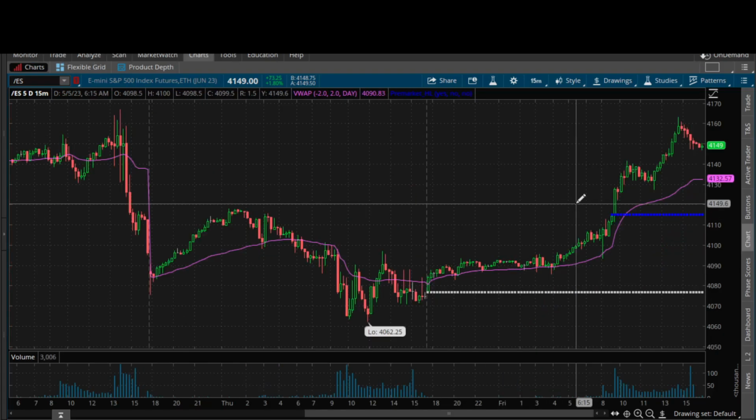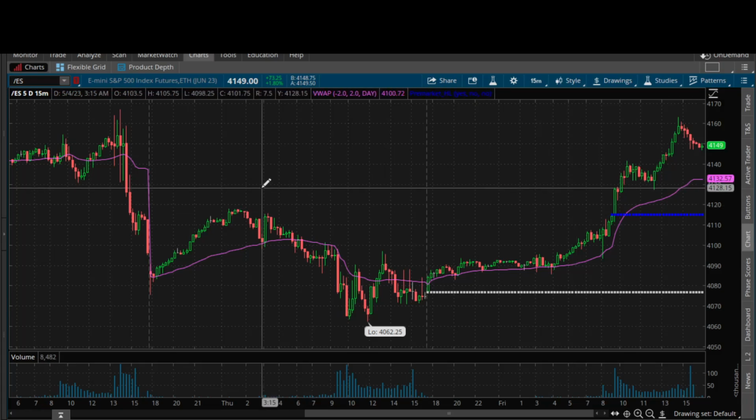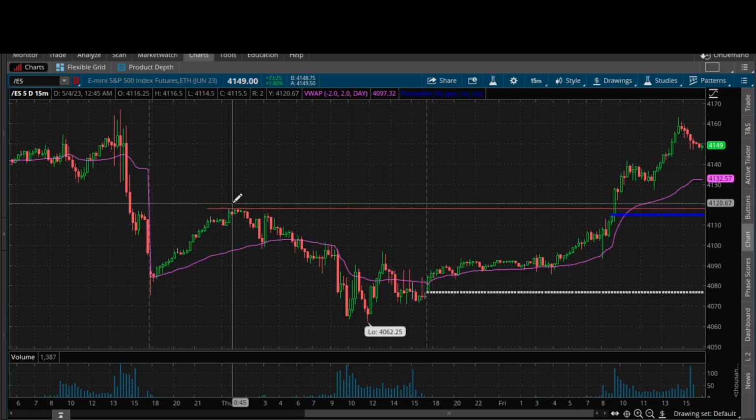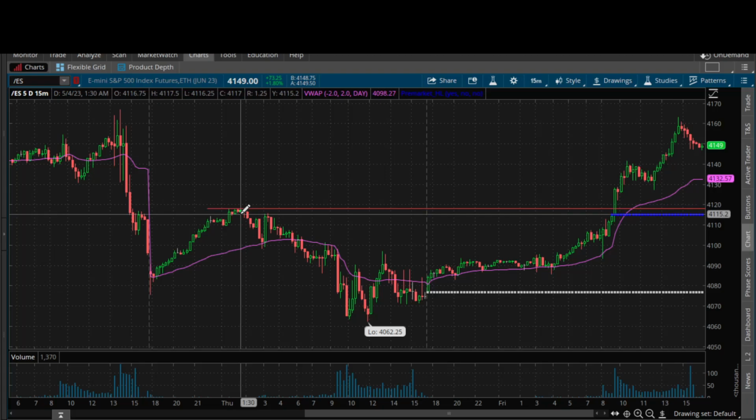All right, so we've already identified where that draw on liquidity is. I'm going to mark it right here. Here it is, just displayed on a 15-minute chart now. Here's that big liquidity pool, that 4-hour buy side liquidity pool right there. See that? That's what we were drawing towards.